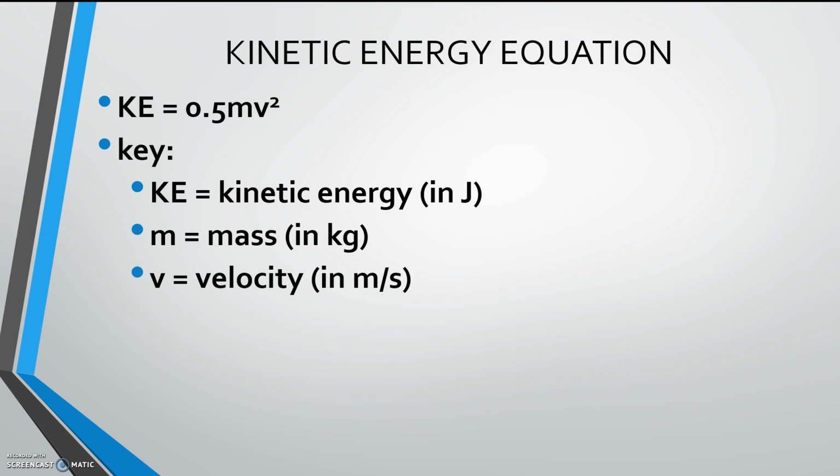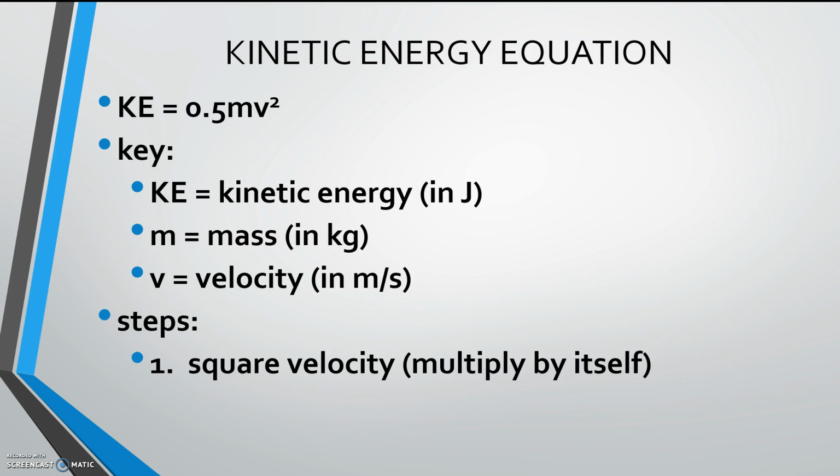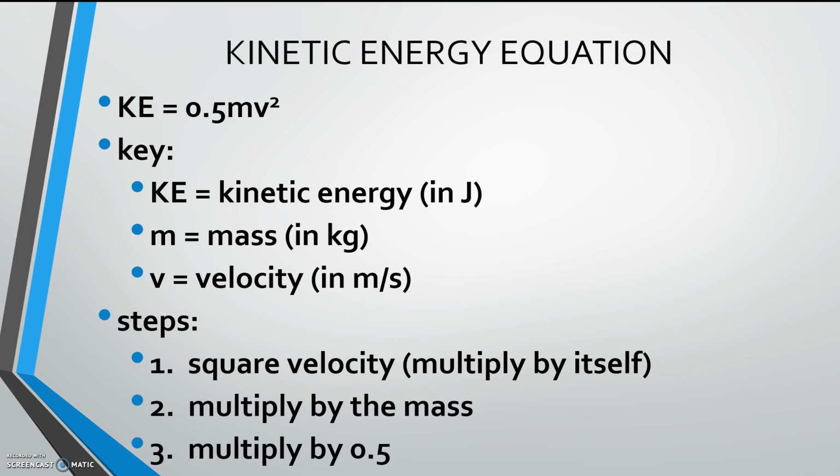Now, when we do these kinds of problems, order of operations is important. So the steps in going through this particular calculation are as follows. The first thing we want to do is square the velocity. That means we're taking the velocity and multiplying it by itself. The second step is to take that number and multiply it by the mass. And then finally, we're going to take the number and multiply it by 0.5.